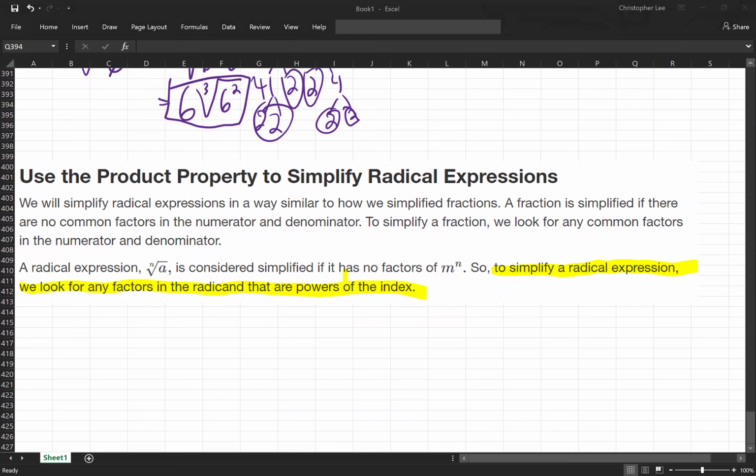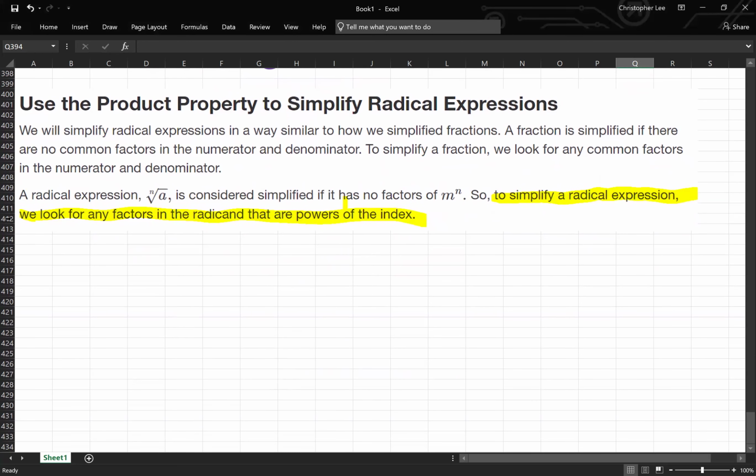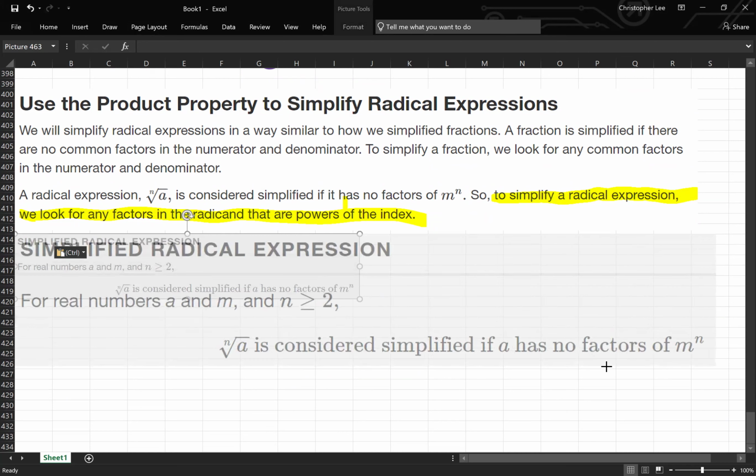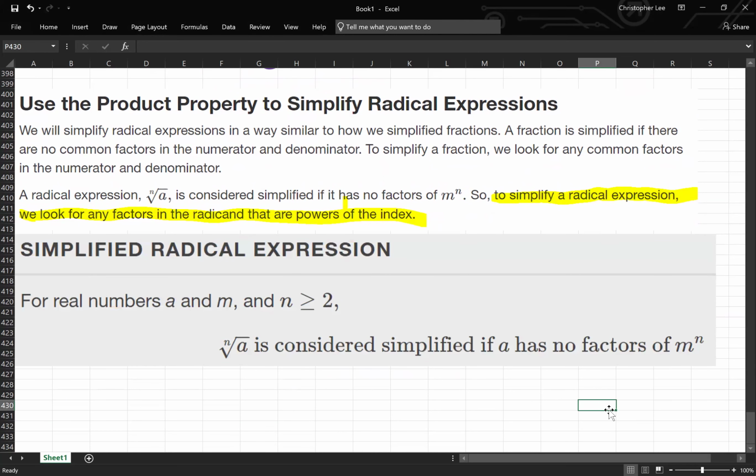Let's talk about this just a little bit more. The simplified radical expression for real numbers a and m, and n is greater than or equal to 2, the nth root of a is considered simplified if a has no factors of m raised to the n power.